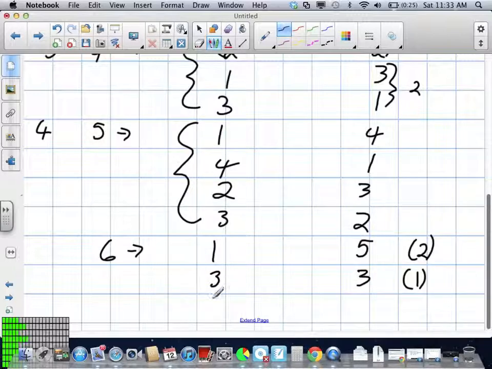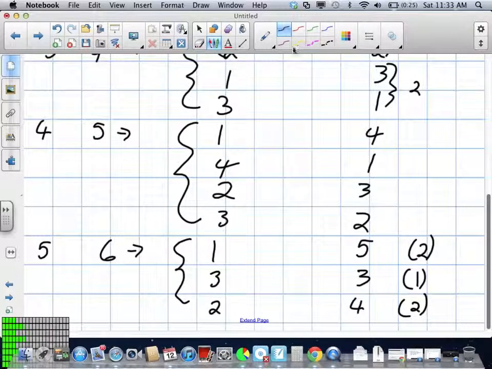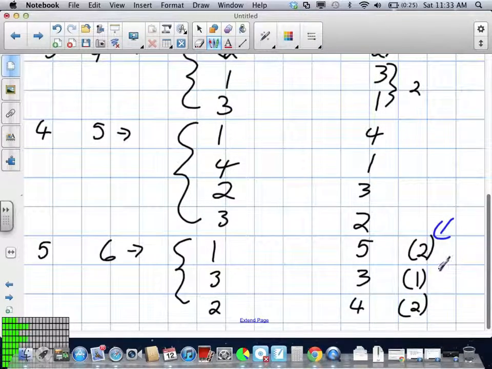What about the number 2? 2 and 4. How many times can we roll that? Twice. So options for the number 6, we're going to add those up: 2 plus 1 plus 2, which gives us our 5.